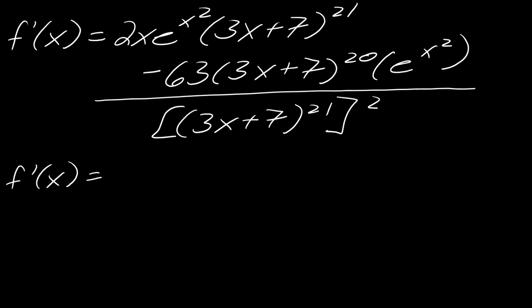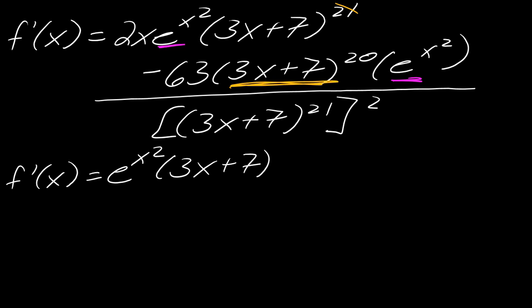Okay, so I'm gonna factor out e to the x squared. So let's see, looking through this, I've got these e to the x squared, and then I'm also gonna factor out this (3x plus 7) to the 20th. So this will become (3x plus 7) to the 20th. Okay, so what does that leave me with? So that leaves me with, for this first term, just 2x and 3x plus 7, okay? And then for this second part, this leaves me with minus 63.